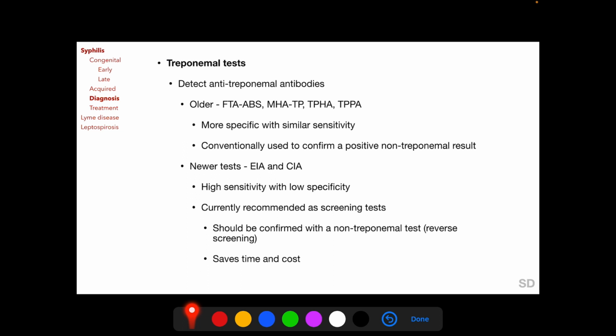Now there are newer varieties of treponemal tests: enzyme immunoassay and chemiluminescence assay. In comparison to the older treponemal tests, they have higher sensitivity but lower specificity, and they are currently recommended as screening tests, and they should be confirmed with a non-treponemal test, which is called reverse screening. It is found that such a protocol saves time and cost.